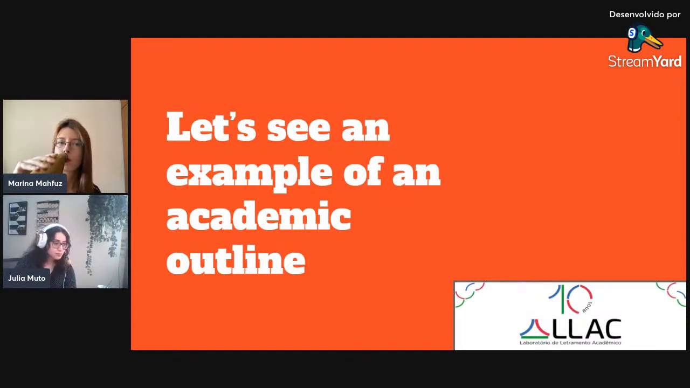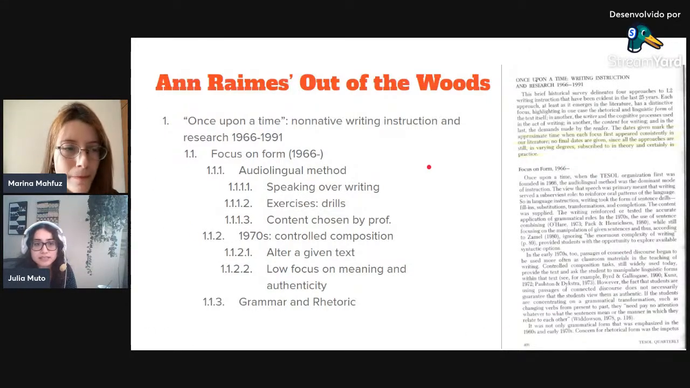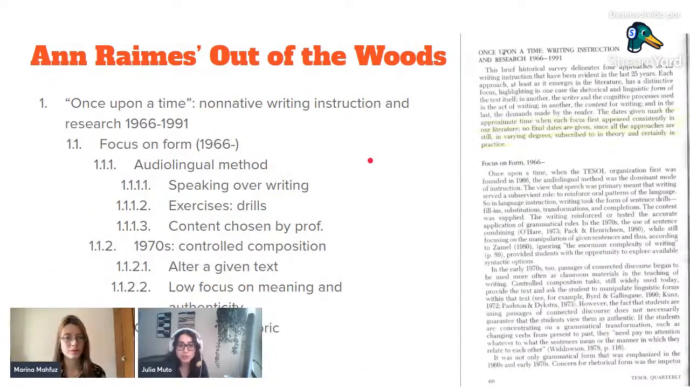So this is an outline. Actually, I have adapted it. The text is Anne Raines, Out of the Woods. Okay, so this is a piece of the text. It's okay if you cannot read it. I'll read it out loud. But this is a text about writing instruction between 1966 and 1991. So this is a text from 1991. And I had to read it in 2017.